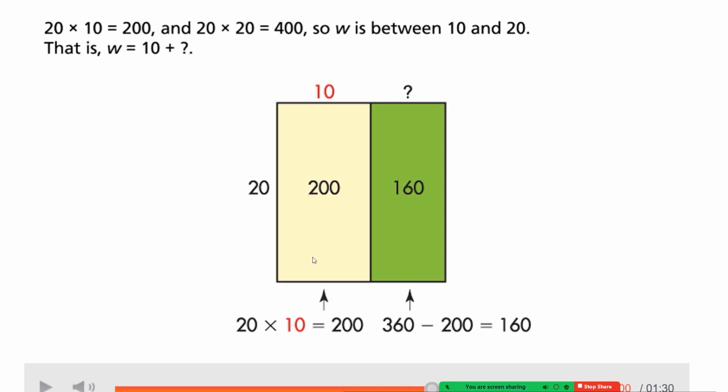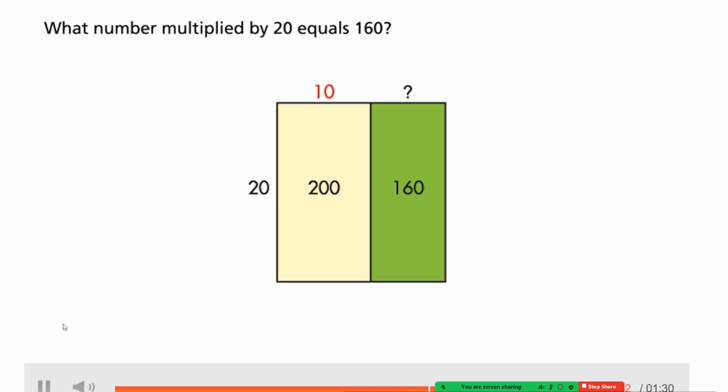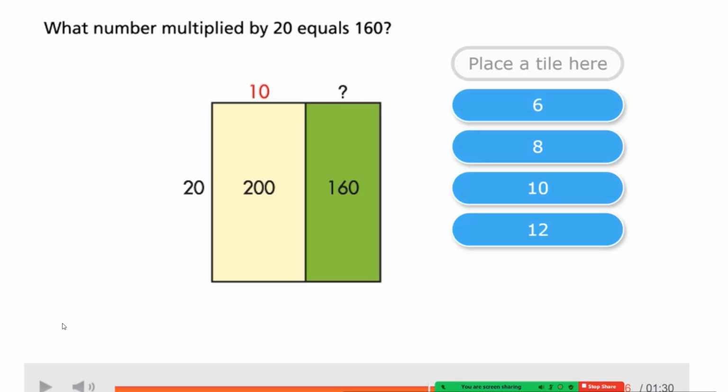So they did the 20 times 10 to get the 200. And now the unknown side, we did the 360, which was the total area, minus the 200 that we know to equal 160. So we have to figure out 20 times our unknown number is going to equal 160. What number multiplied by 20 equals 160? Select your answer.